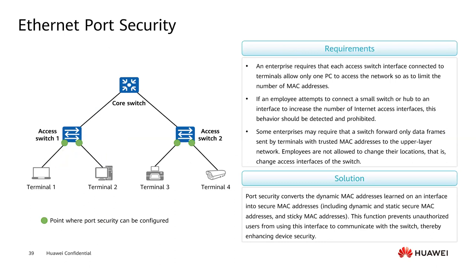And the next one is Ethernet port security. Port security is configured on an interface of a switch. It can limit the number of MAC addresses learned by the interface. Then a punishment measure can be taken when a violation occurs. The interface configured with port security can convert the learned MAC addresses into secure MAC addresses, preventing devices with other MAC addresses from accessing the network through the interface. This is the function of port security.